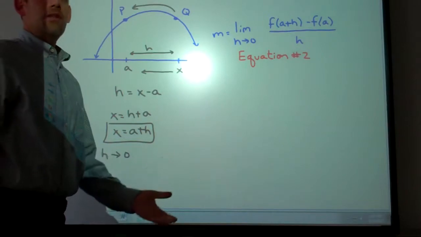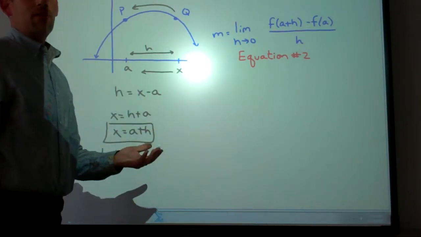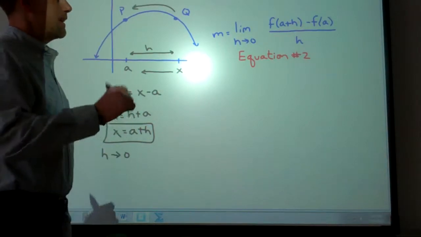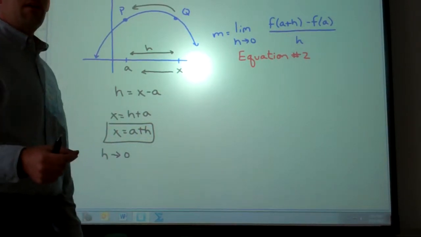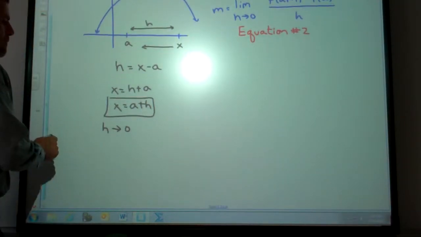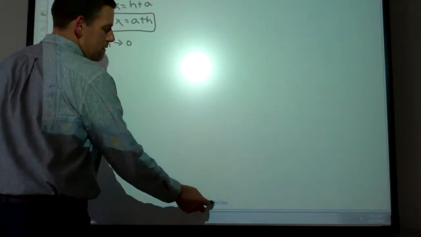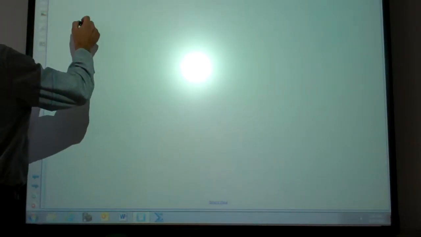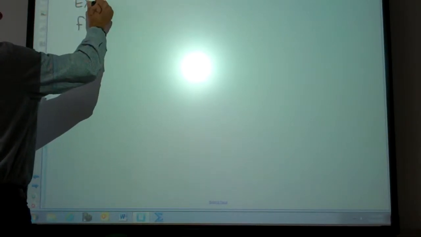We're going to go about doing them the same way. We're going to set up a limit and try to solve for a specific value, a singular numerical limit that represents the slope, but we're going to do it in terms of these letters. So I have a problem that I'm going to do with you to take you through that particular set of steps. We'll call this example number 3.